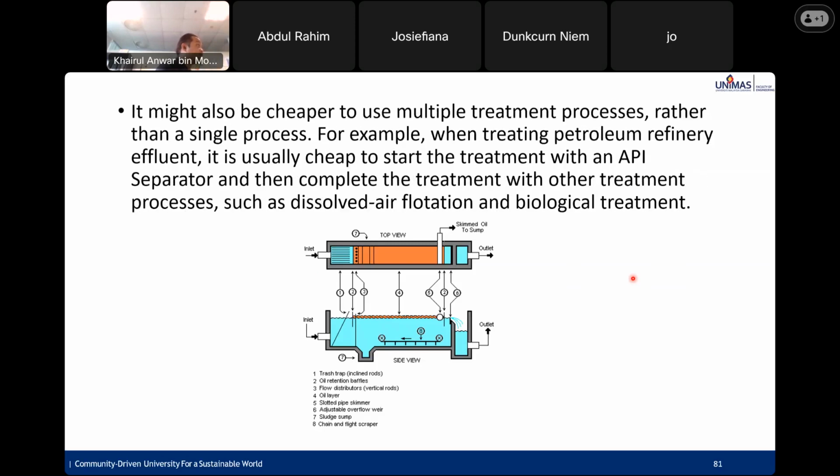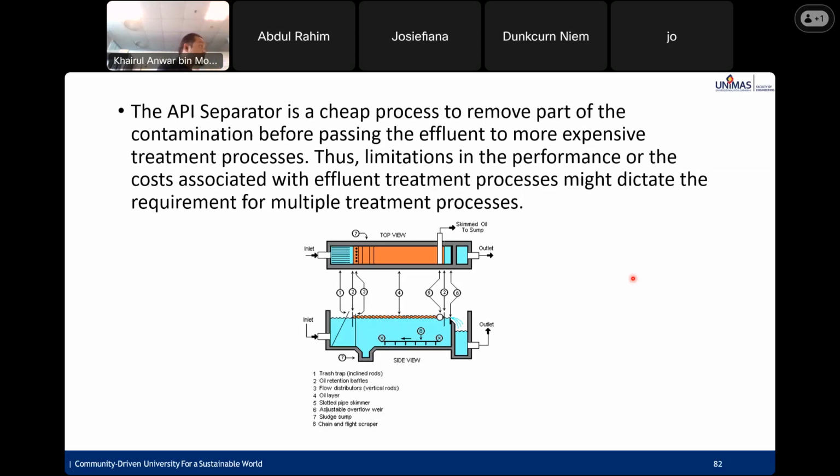For example, for petroleum refinery effluent, the API separator is a cheap process to remove part of the contamination before passing the effluent to more expensive treatment processing. So membrane is more expensive compared to regulation, any primary treatment.